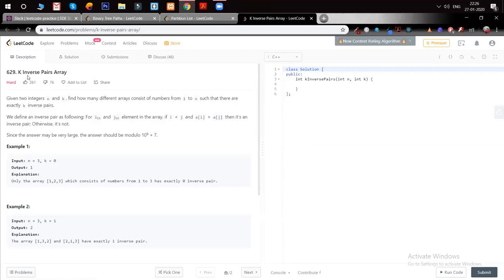It's from the hard bucket, and this question is a dynamic programming question. We are given just two values, two integers, n and k, and we have to find the number of different arrays such that there are exactly k inverse pairs. An inverse pair means that for the ith and jth elements in the array, if i is less than j, then a of i should be greater than a of j. And we have to return the result modulo 10 to the power 9 plus 7. That's it.